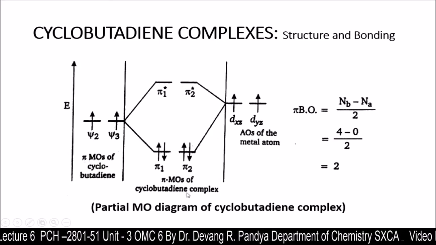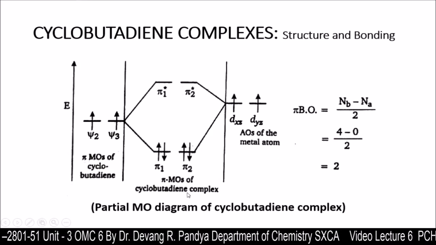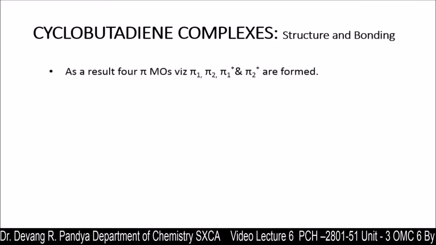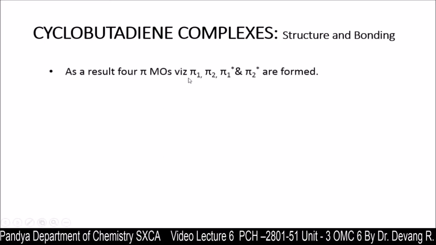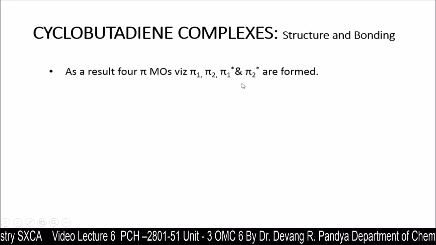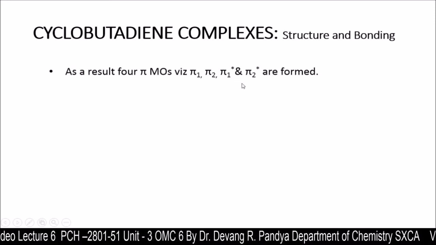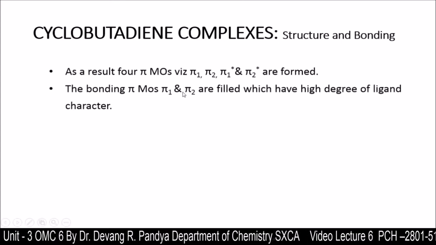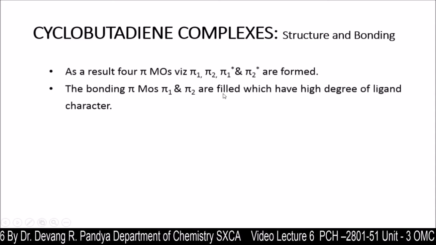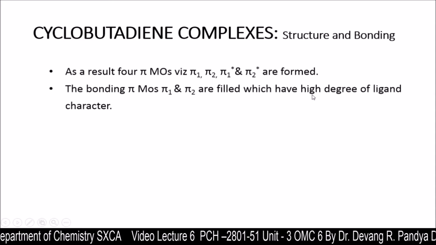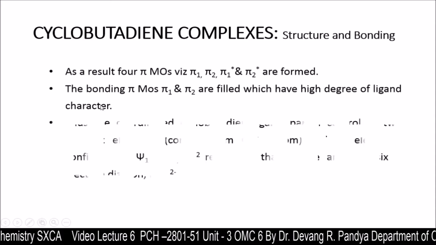So this indicates the partial molecular orbital diagram of the cyclobutadiene complex. As a result, pi molecular orbitals like pi1, pi2, pi1 star and pi2 star are formed, that is, four pi molecular orbitals are formed. The bonding pi molecular orbitals, pi1 and pi2, are filled with a high degree of ligand character.